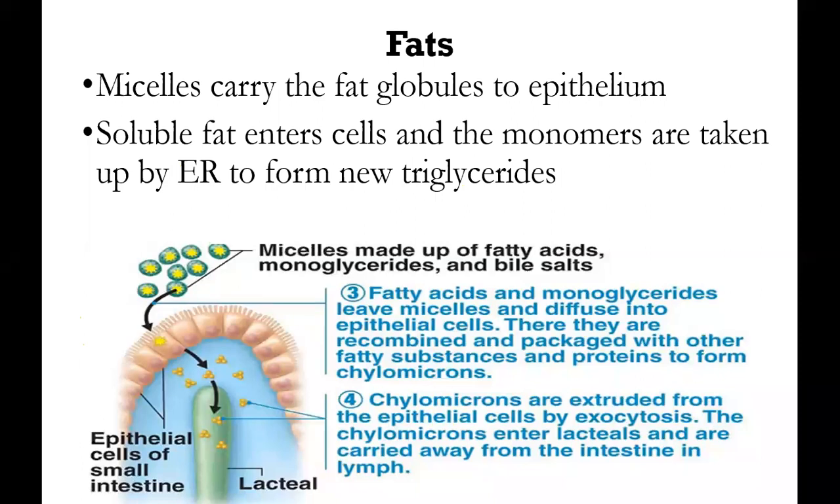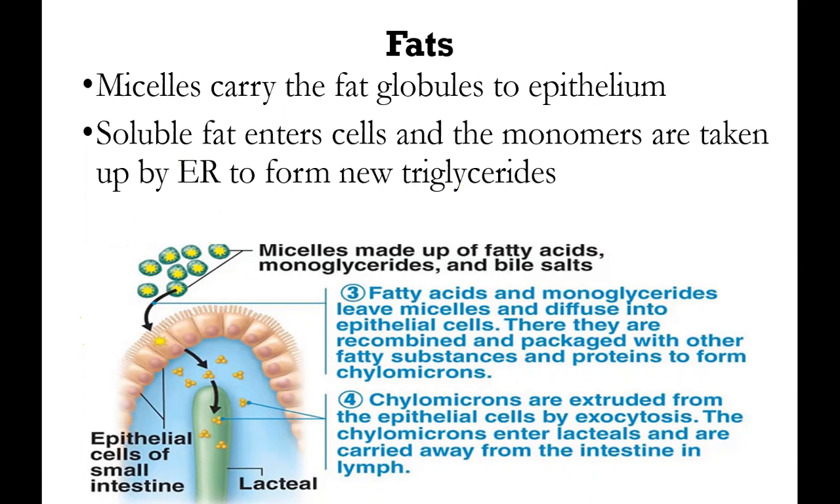Okay, so the micelles will carry the fat globules to the epithelium. So you have soluble fat that will enter the cells, and the monomers are taken up by the endoplasmic reticulum to form new triglycerides, like I explained. So within the enterocytes, after absorption of free fatty acids and glycerol molecule, they'll be taken up by the endoplasmic reticulum, where they aggregate again to form triglycerides.